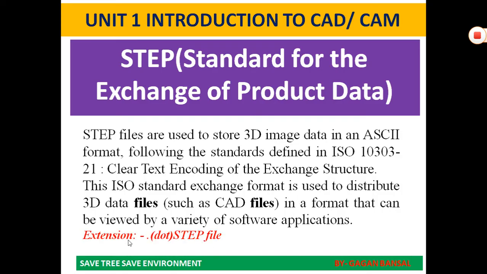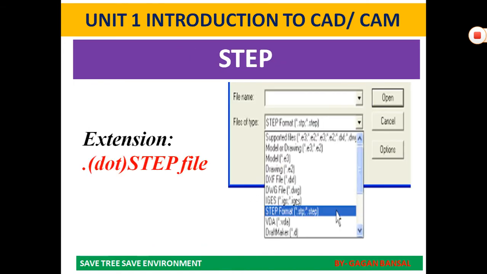The extension for STEP is .step, as you can see in this particular figure, but sometimes it is written as .stp also. So whenever you want to transfer three-dimensional data that you have drawn in one system to another system, when you don't know the recipient's CAD system, it is better to save it in .step file format.